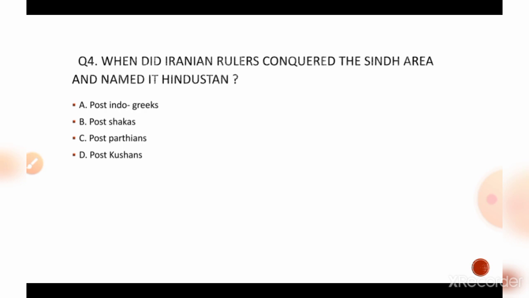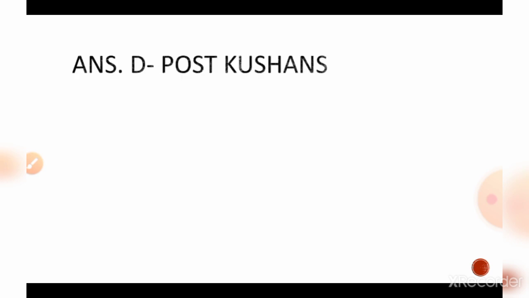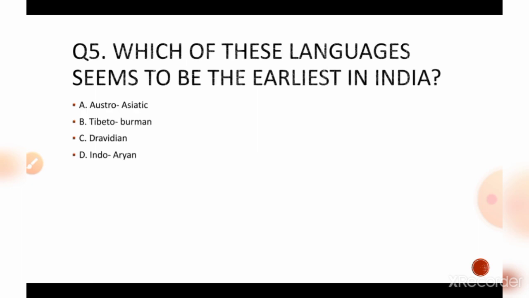Now, the question is, when actually did Iranians conquer the Sindh area? The options are post Indo Greeks, post Shakas, post Parthians, and post Kushans. So, after the Kushan rulers, actually Iranians conquered the area. So the answer will be post Kushans. I hope you all know that Kanishka was the ruler of the Kushan dynasty. Now, the next question is, which of these languages seems to be the earliest in India?